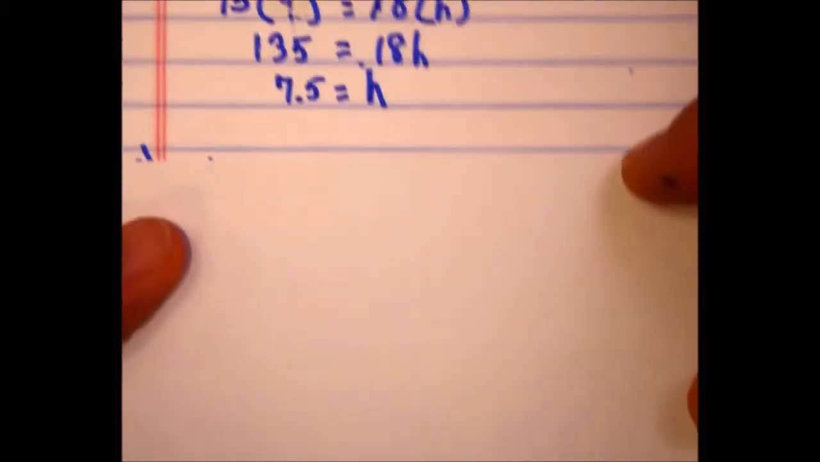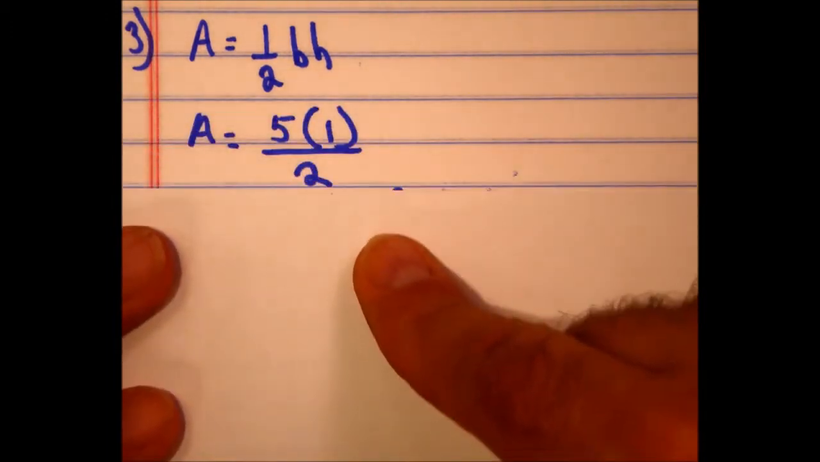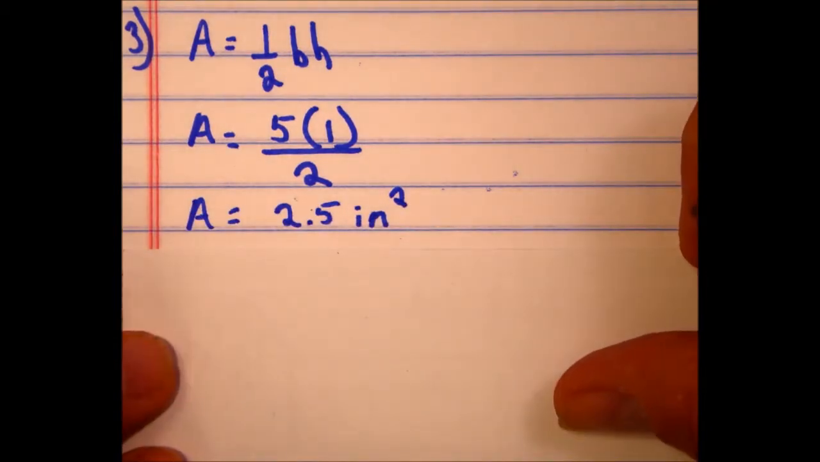All right, problem number 3. Area equals 1/2 base times height. Again, not a really tough one. Okay, relatively easy. Making sure you write out the equation. Second step is plug in the numbers. Okay, and then you can give me the answer, which in this case is 2.5 inches squared. Most of this involves you just writing.